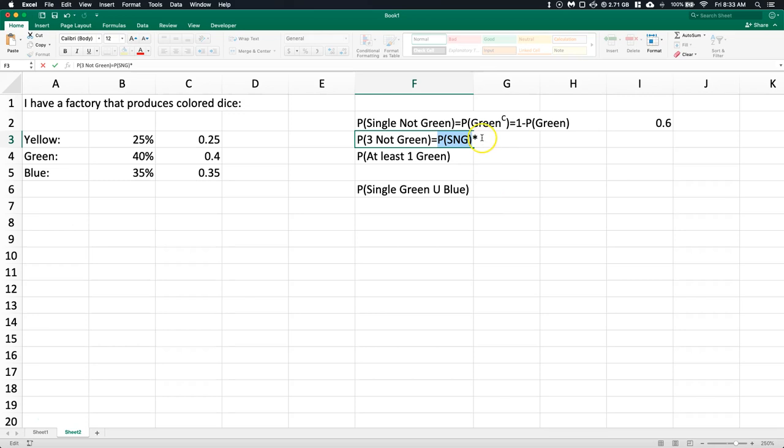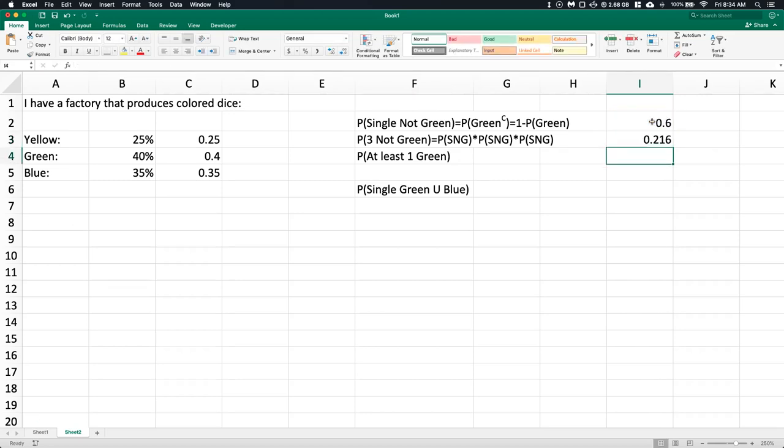All right, so I'm going to just multiply a single not green by itself 3 times. That's the probability that if you draw 3, all of them are not green. So we took the probability of a single not green and multiplied it by itself 3 times, or you could cube it in this case as well.